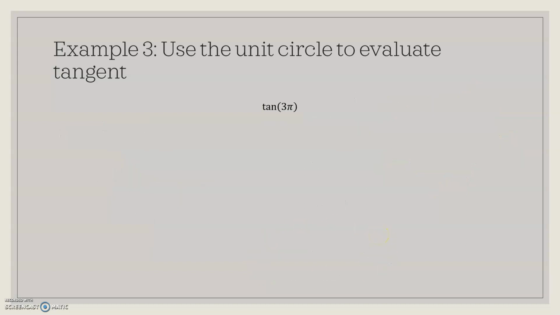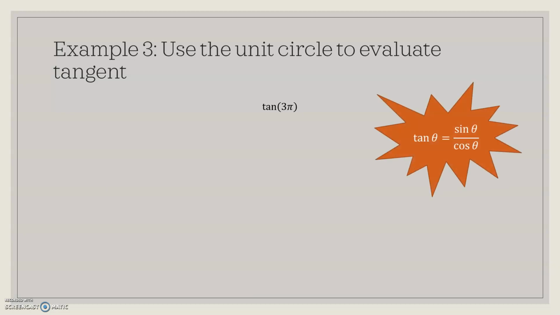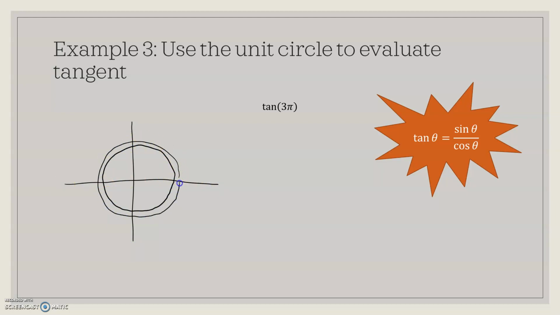Right, so this one, we're going to use that same idea, that tangent is sine over cosine, and this time we're doing tangent of 3 pi. So 3 pi means we're going to go all the way around the unit circle once. That would be 2 pi, and then we're going to go halfway around again. So we're here.